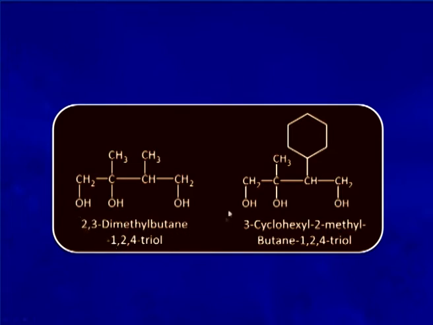In this particular example, one of the positions is occupied by a methyl group and the other by a cyclohexyl group. So, the name given to the molecule is 3-cyclohexyl 2-methyl butane 1,2,4 triol. We cannot number the molecule from this side, because then the 3 hydroxy groups will get positions 1, 3 and 4, which is not allowed.